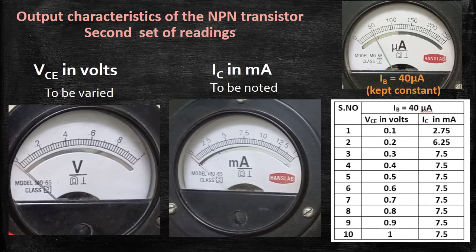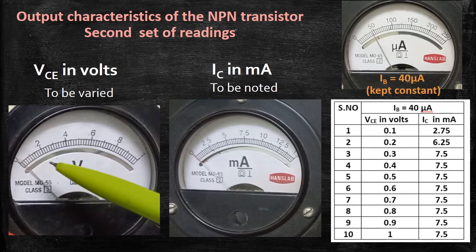Now I am going to take the second set of reading. Now the IB value is kept at 40 microampere. That should be kept constant. Now I am going to vary the value of which one? That VCE. So when VCE is varied, there will be a corresponding variation in the IC. Now slowly vary the value of VCE.